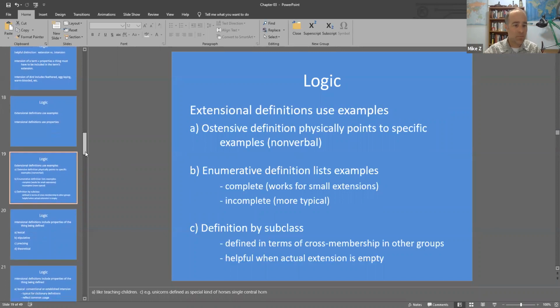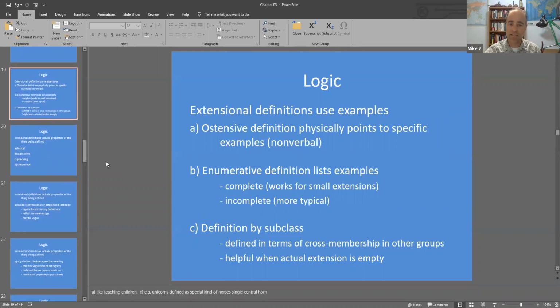Another one, I won't talk too much about this one, but definition by subclass. So you describe what groups this thing is referring to, especially overlap between groups. And in the book, they talk about how this is particularly useful for terms whose extension is empty, right? There are no actual objects or things in the world that are in the extension of this term. They might be imaginary things, for example. So one example that they use is unicorns.